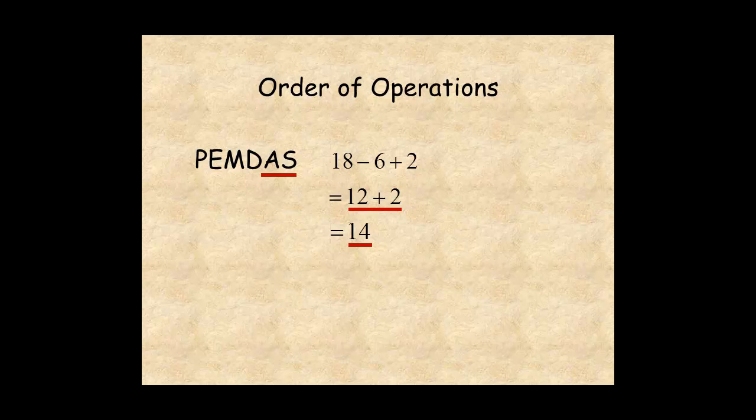If it was necessary to perform the addition first, there would be parentheses around the sum. Then 6 plus 2 is 8, and 18 minus 8 is 10.